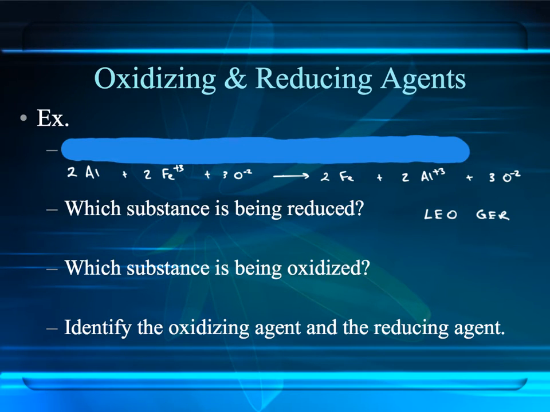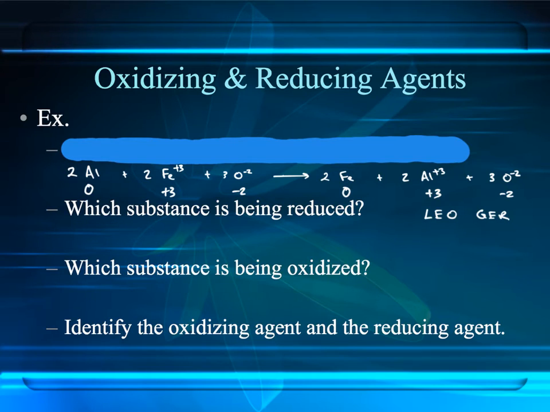Which substance is being reduced? Remember LEO and GER. Which one is gaining electrons? Now you have to remember, if it's gaining electrons, its charge is going down. Aluminum went from 0 to +3. Iron went from +3 to 0. Oxide was -2 and stayed at -2, so that's not a part of this. Oxides are not going to be a factor here.